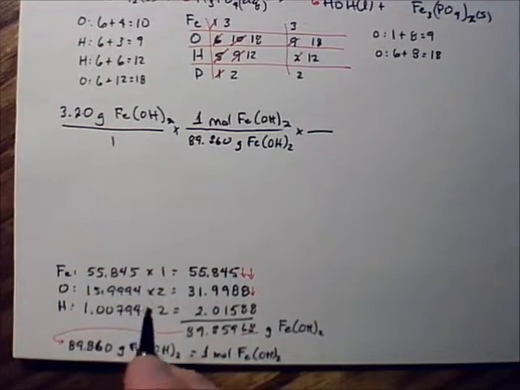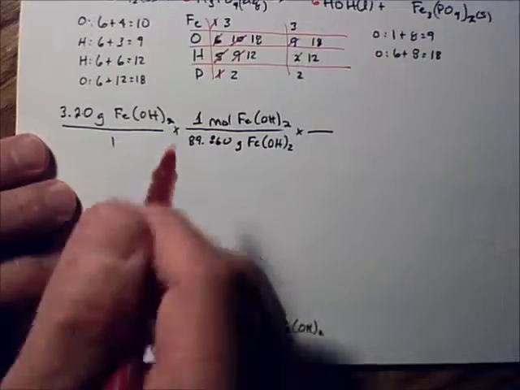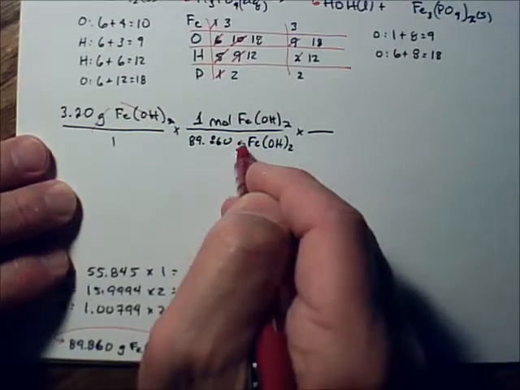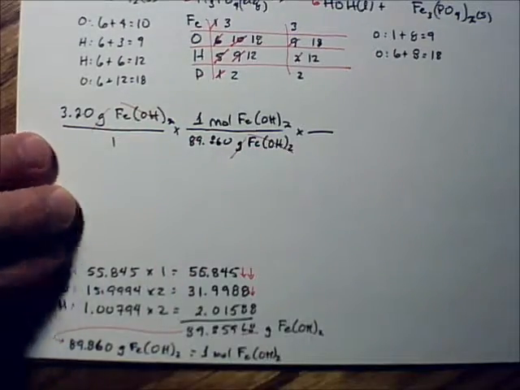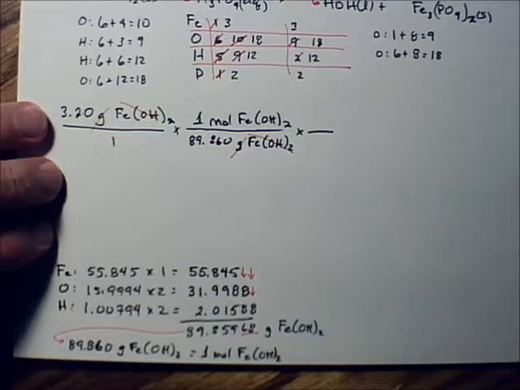Okay? The next step is to come up with a molar ratio. I want to cancel units and species though because I want to cancel as I go. Cancel as you go.